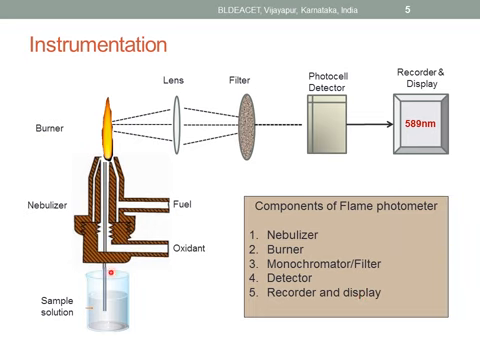So here you can see in a container a sample solution, the solution of the metal you are going to analyze, is taken in a container. This solution will be passed through the nebulizer, and the nebulizer will be supplied with the fuel and the oxygen for the burner. When the solution is passed through the nebulizer, it converts it into a fine spray, and the fine spray of the solution is aspirated onto the burner.